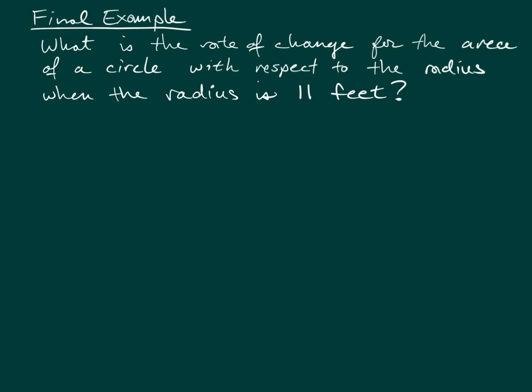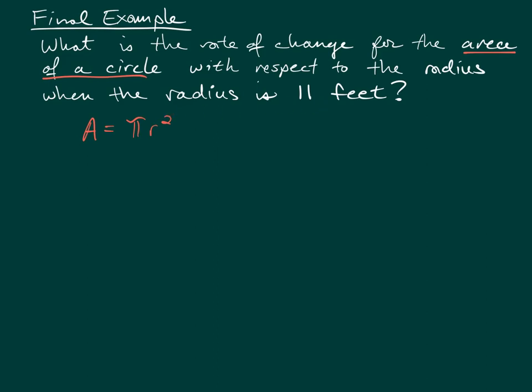Final example. What is the rate of change for the area of a circle with respect to its radius when the radius is 11 feet? Well, we're trying to figure out some idea about the area of a circle. So we know that the equation is A equals pi r squared. And we're trying to find the rate of change for that area when the radius is 11 feet.